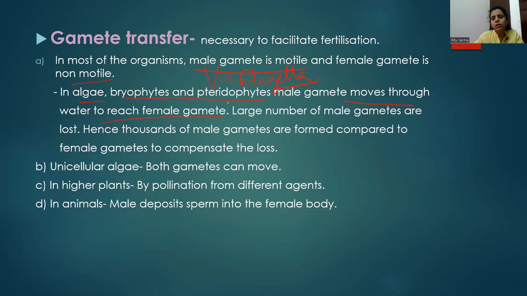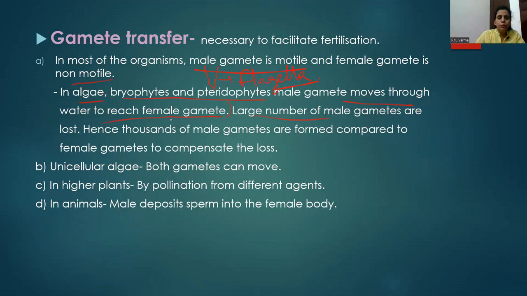But one disadvantage is that a large number of male gametes are lost, because they have to move through water and hunt for the female gamete. They might lose their path and go a different way, or they might not meet the female gamete at the correct time. Because of this, most of the male gametes are lost, and in order to compensate for this loss, a very high number of male gametes are produced compared to the number of female gametes in algae, bryophytes, and pteridophytes.